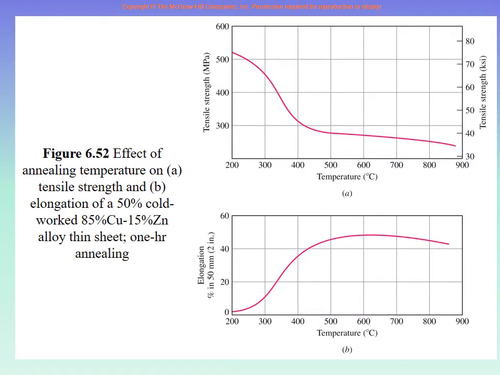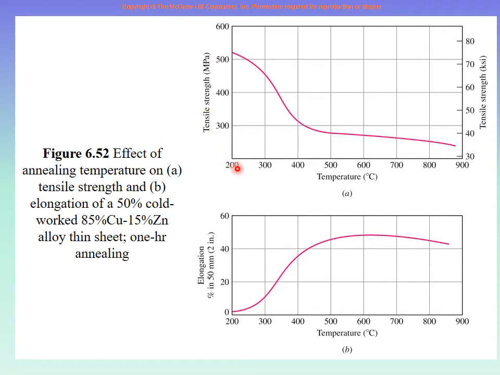So they are showing you the same thing that we just told you, that 50% cold work, 85% copper, 15% zinc alloy, but after 1 hour of annealing. So right, so effect of annealing on temperature. This is tensile strength.